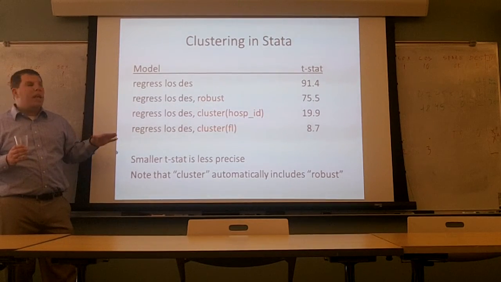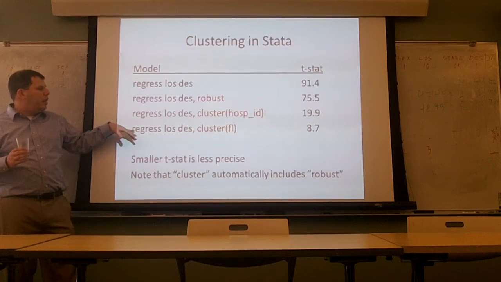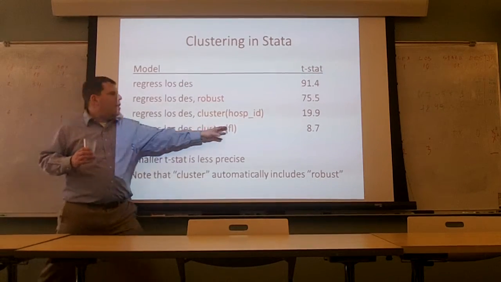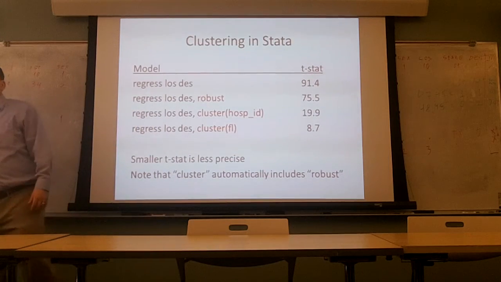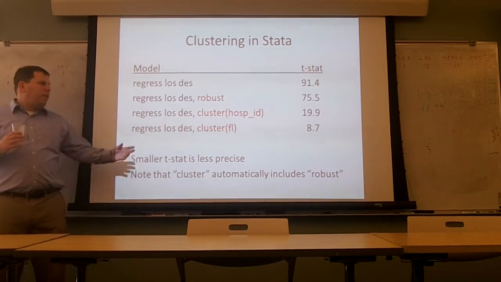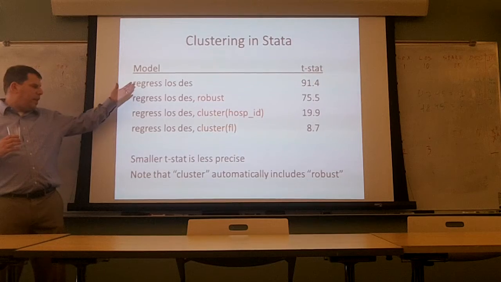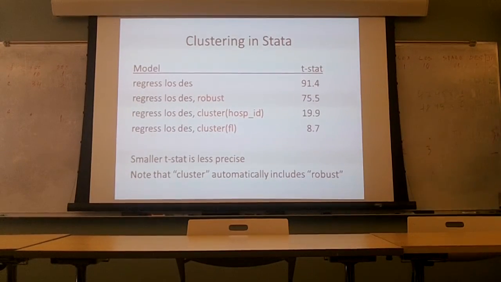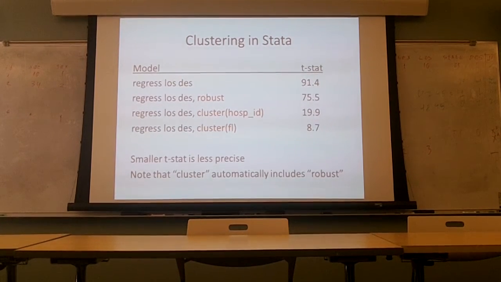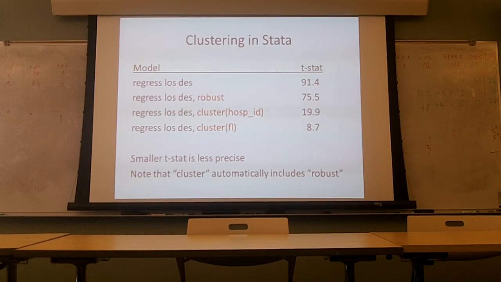And then finally, if I cluster at the state level, which I told you was generally not a good idea because the clustering might not be accurate, the T statistic drops down to 8.7. Which is still highly significant, but a lot closer to being insignificant than it was when I just naively ran the naive regression.